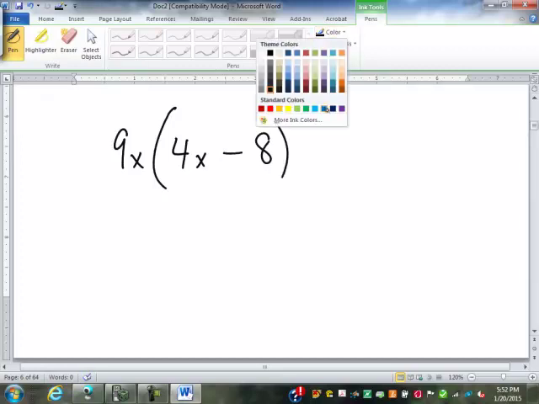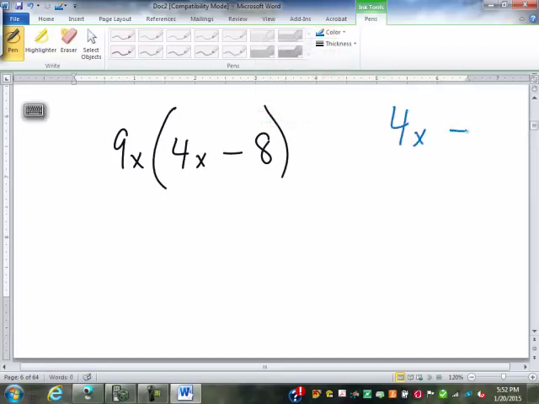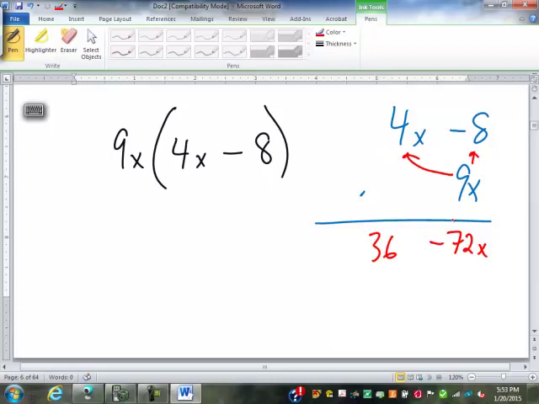So something like this, we've got 4x minus 8 times 9x. We don't have to line up the place values because we don't worry about that when we multiply. 9x times negative 8. Negative 72x. Good. 9x times 4x. Good. 9 times 4 is 36. And then we multiply the names as well. X times x is x squared.